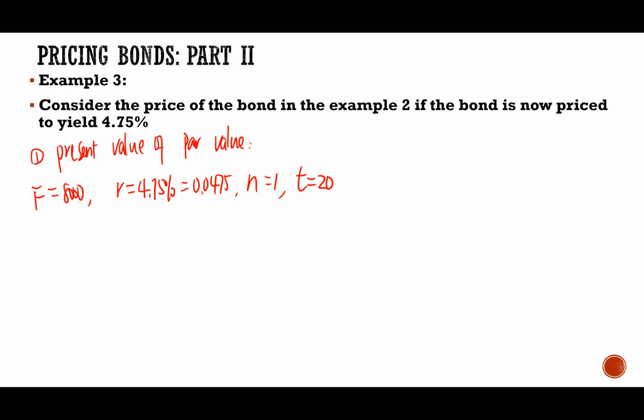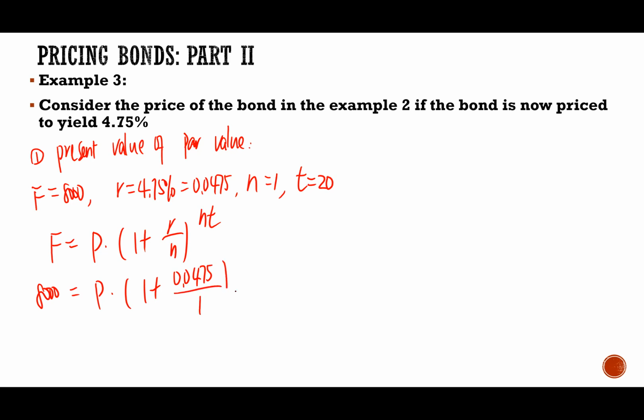And this is the first part. Let's use that to find out the present value. So future value equals present value times 1 plus r over n to the nt. Put in the numbers: 8,000 equals present value times 1 plus 0.0475 over 1, raised to 1 times 20, the 20th power. So now the present value should be equal to 8,000 divided by 1 plus 0.0475 to the 20th power.